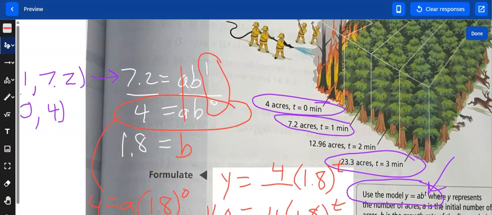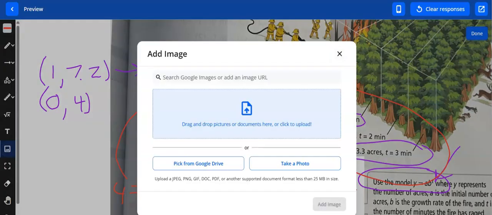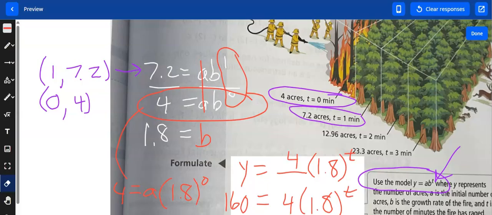So they give me several coordinates, which I can see listed right here. And you're going to need to use two of them. You just have to use two of them. Now, I think the easiest two to use are these two. And you have to realize that the time element is like your x. So it's time, comma, and then the number of acres, which is y.